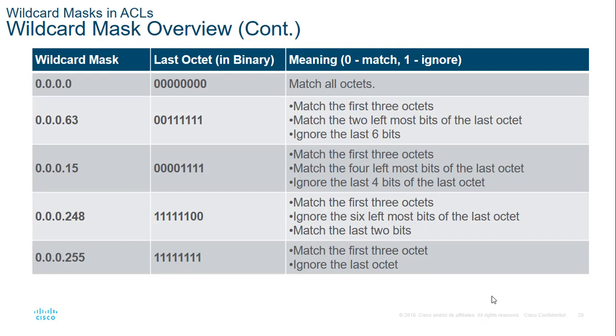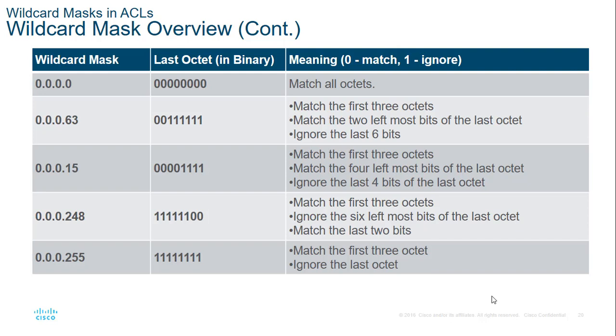In the third one, you see match the first 3 octets, and then you have to match the 4 leftmost bits of that octet, ignoring the last 4 bits of that octet. So anything up to 15 could get through your network. The next one, match the first 3 octets, ignore the 6 leftmost bits of the octet, and so on.